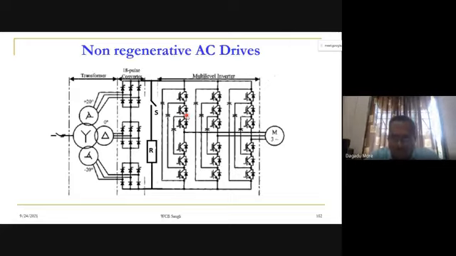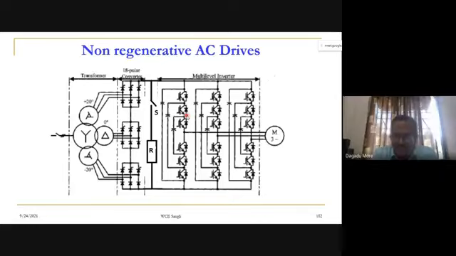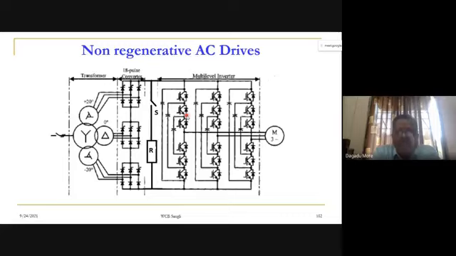And what is the topology? What will be the topology of this multi-level inverter? Name of the topology? Flying capacitor. Is it right? So what is the name of this topology? Anybody? How many people have joined today? So what is the name of the topology?